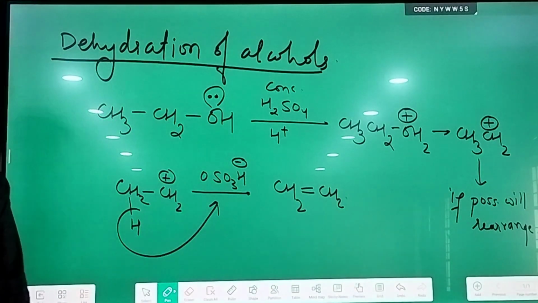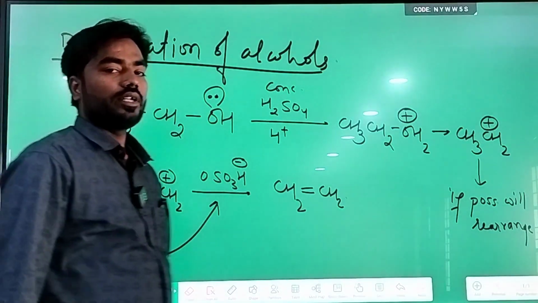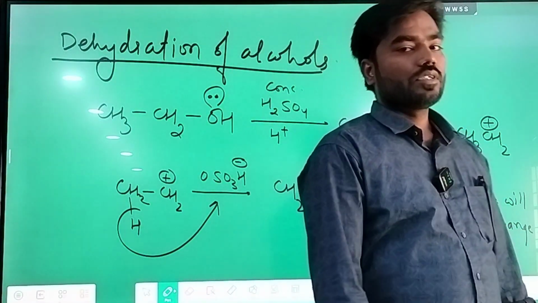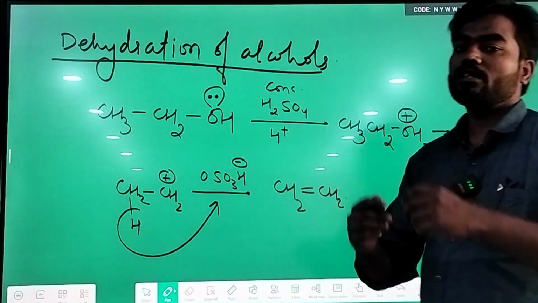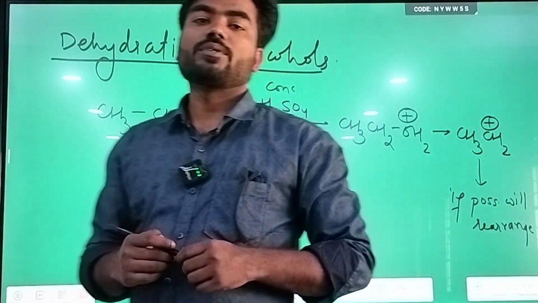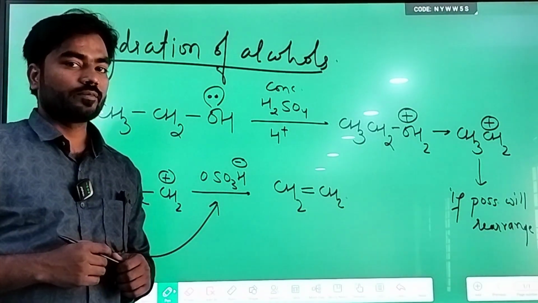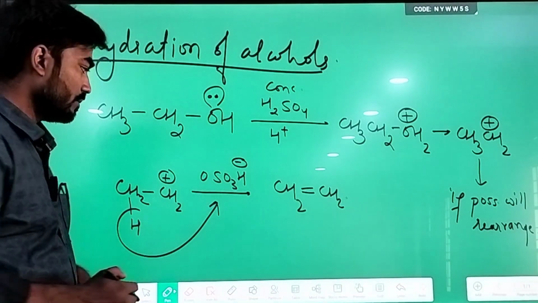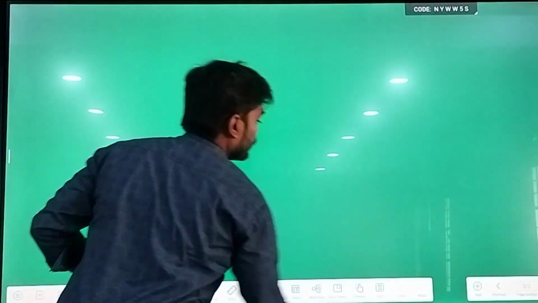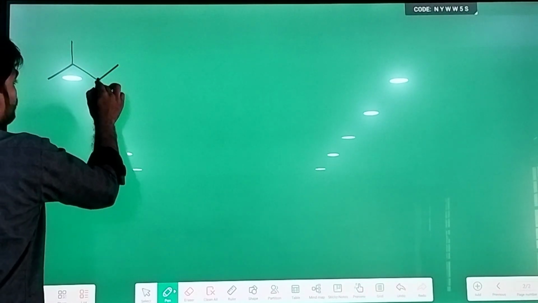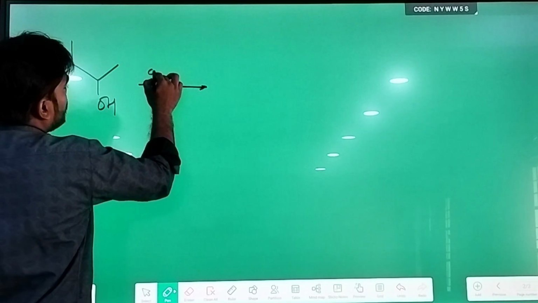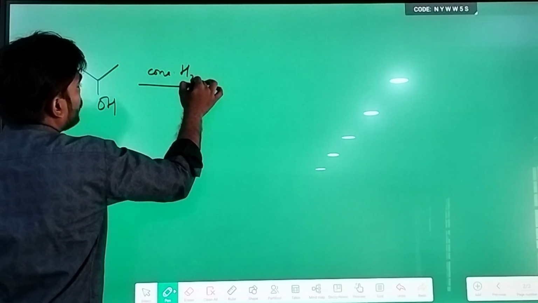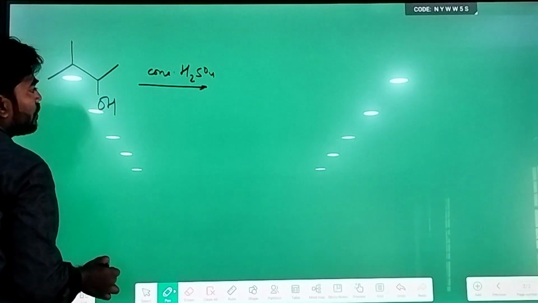So what majorly happens when 1 degree or 2 degree alcohol reacts with a concentrated acid? It generally gives you an alkene. We will move on to further questions. Suppose I am having this question and I am using here concentrated H2SO4, what will happen?